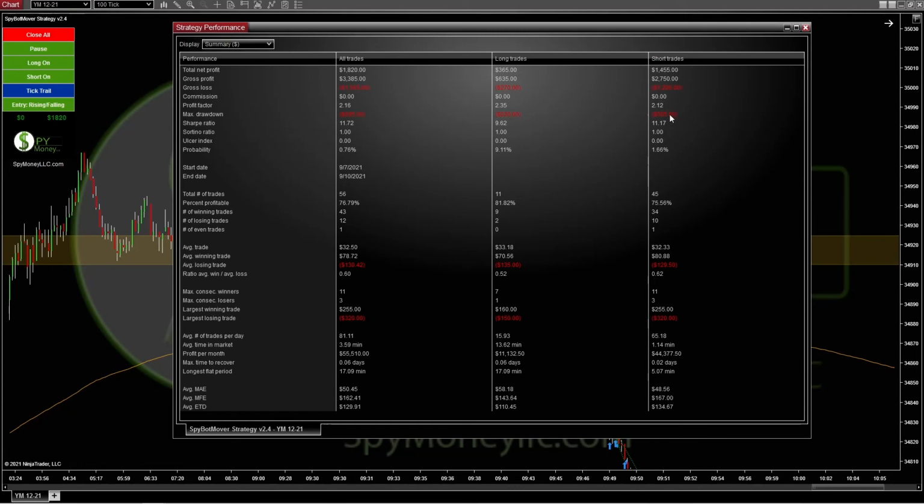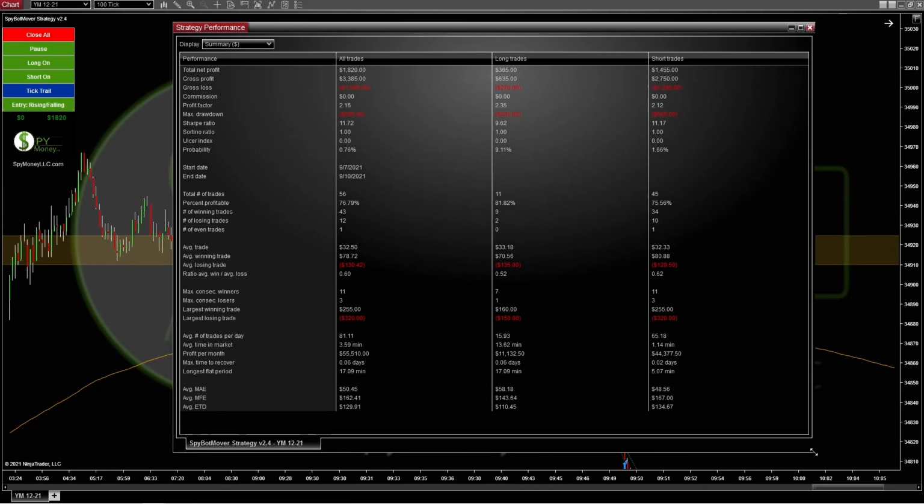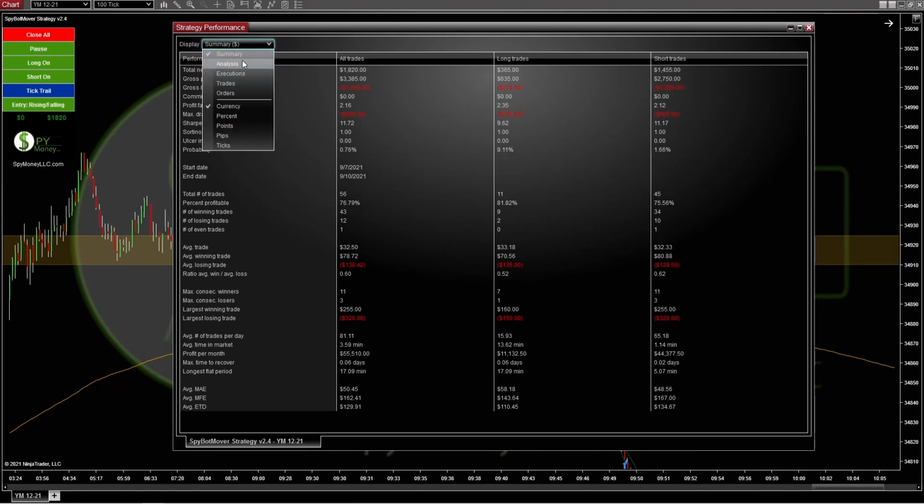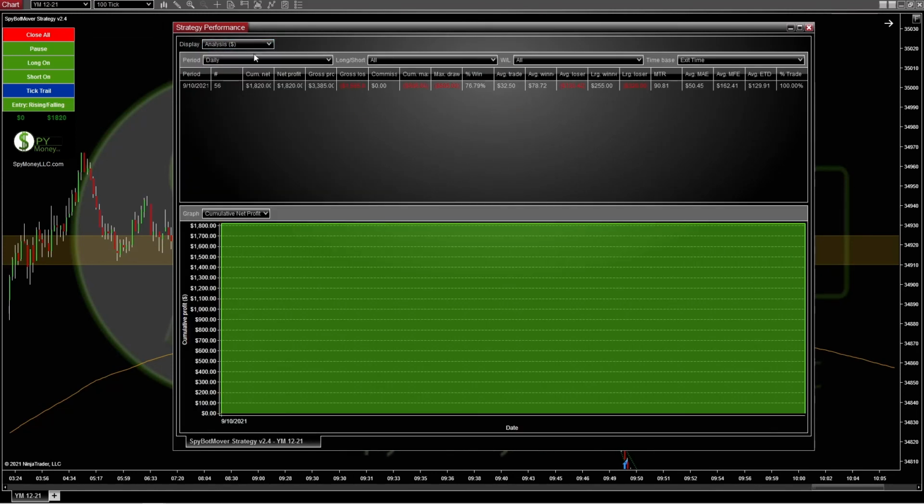So the $505 was when all four stopped out on us at the max. So our max drawdown was $505. We made $1,820. Very good numbers. I mean, you can pause this, look at this. Very good. If we look at our analysis, of course that's a daily. It's always going to be good.